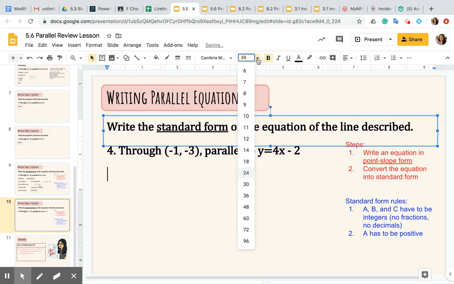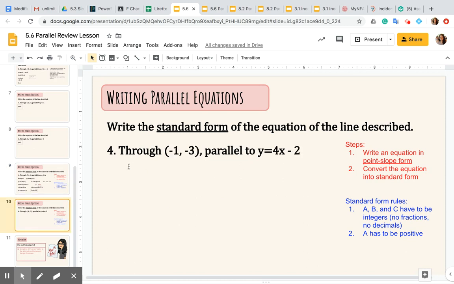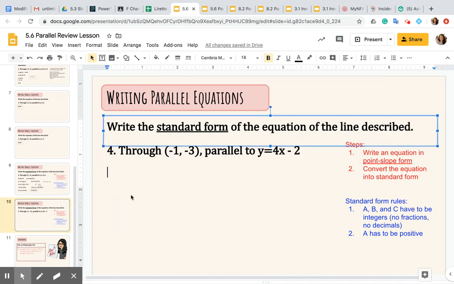All right, so I'm going to click. I'm going to make my font size a little smaller. As you can see, we're going to have a lot of work that we're going to show here, so I want to make sure that I'm not writing too big. It says, write the standard form of the equation of the line described. It's got to pass through this point, and it's got to be parallel to this line.